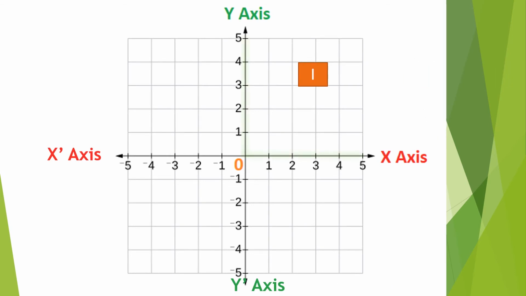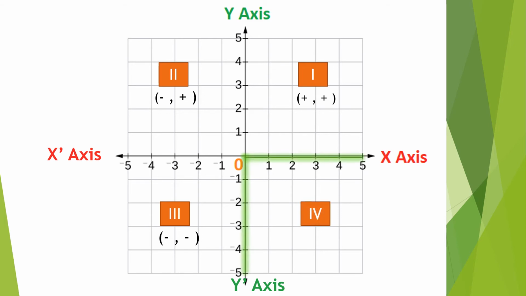The first quadrant has positive values on the x and the y axis. The second quadrant has positive values on the y axis and negative on the x axis. The third quadrant has negative values on the x and the y axis. The fourth quadrant has positive values on the x axis and negative values on the y axis. This is not very difficult, is it?